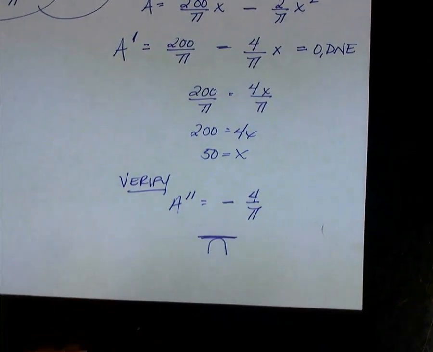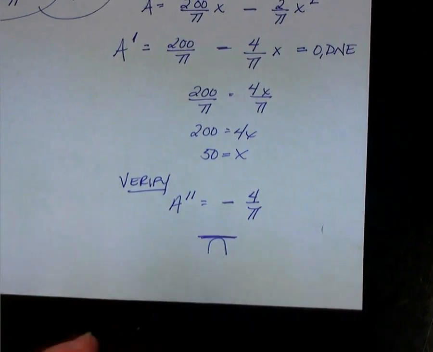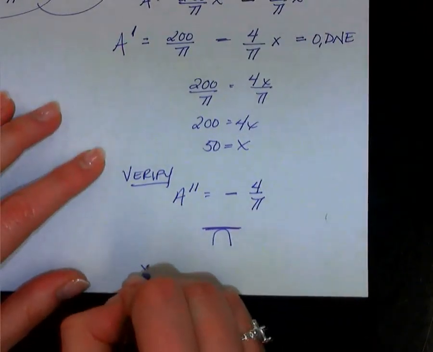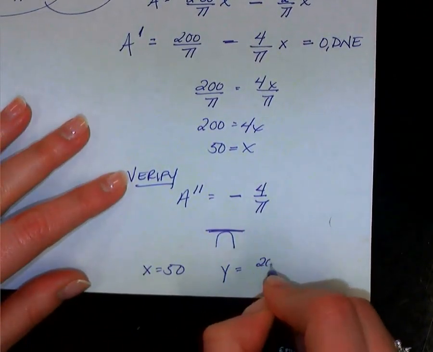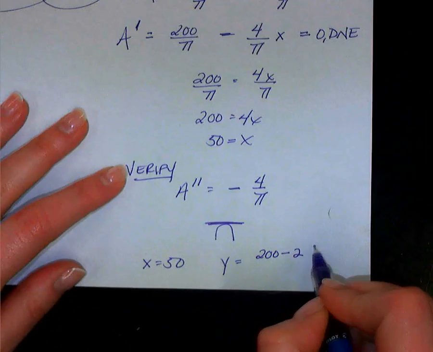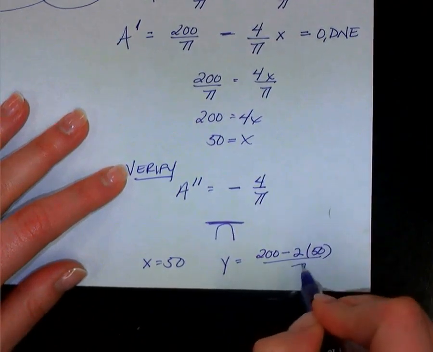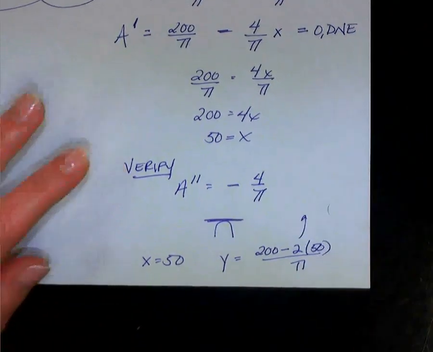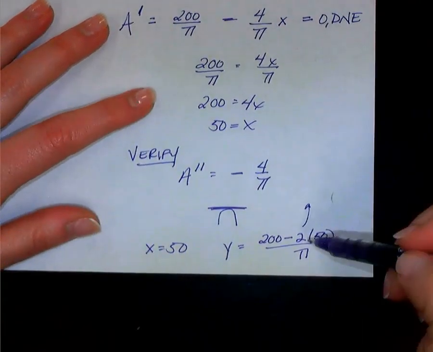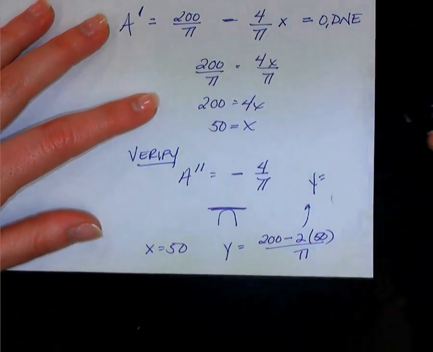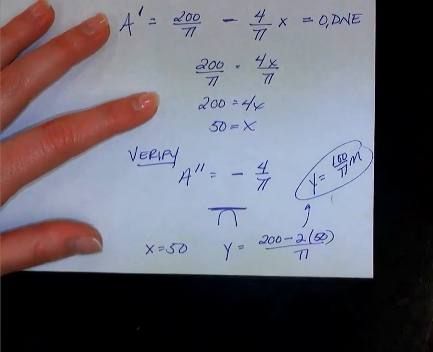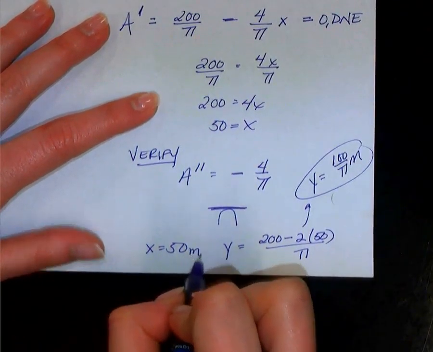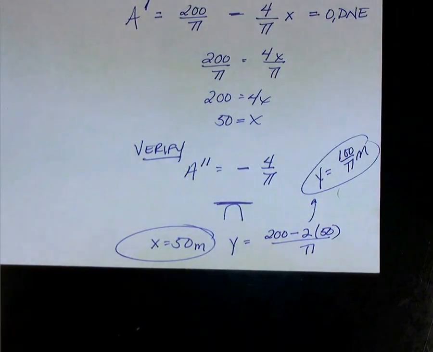So what's the question asking me to find? The dimensions of the rectangle. So now I know that x is going to be 50, and I know that y is equal to (200 minus 2x, which is 50) over pi. Running out of space here. So therefore, y is equal to 100 over pi meters. There's my answer for y, and x is equal to 50 meters. And you're all set with problem 6.